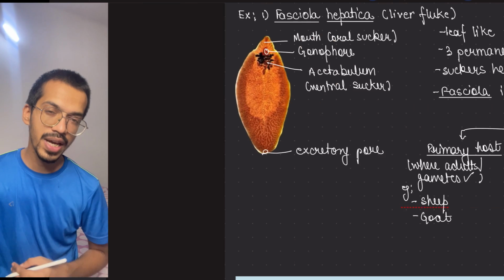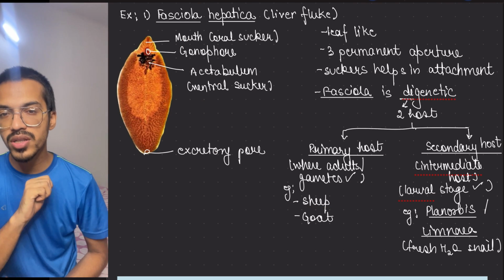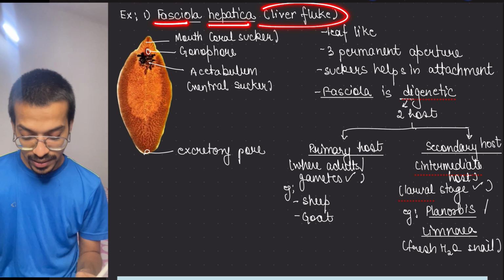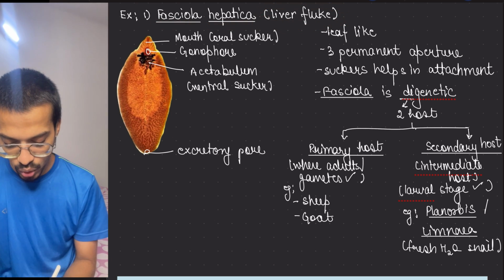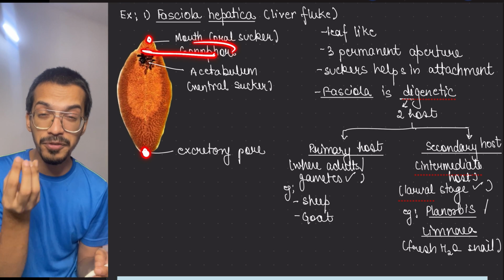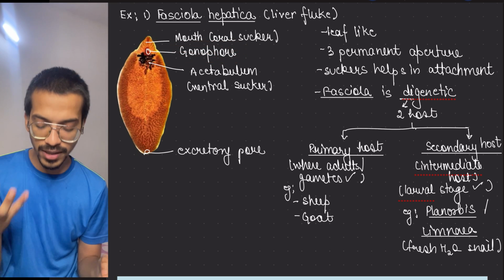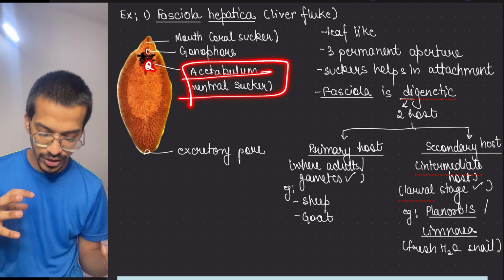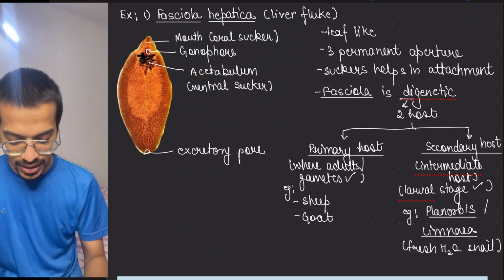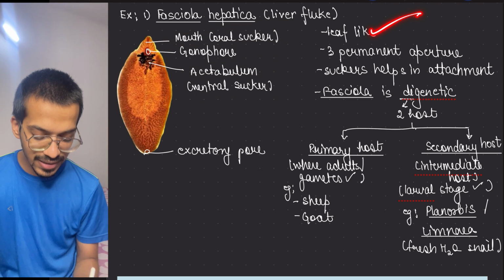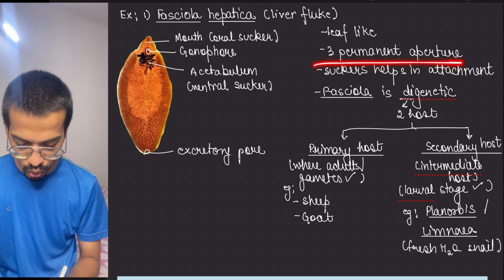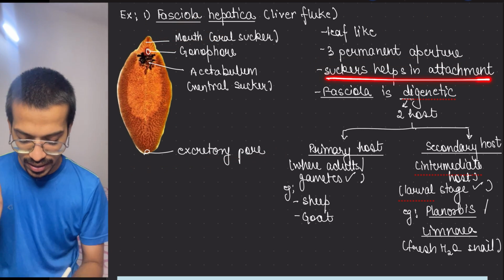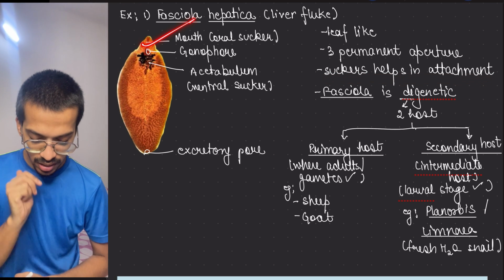Then examples. So we have 3 examples. The first one is what? Fasciola hepatica, the liver fluke. It lives inside the liver. It has a mouth, it has an anus, it has a gonopore where the male and female sex organs open, and it has an acetabulum, which is a sucker. The mouth also has an oral sucker which attaches to the substratum. So it is leaf-like, of course, we can see it. It has 3 permanent apertures: mouth, gonopore, excretory pore. Then suckers help in attachment. 2 suckers are there, the oral sucker and the acetabulum, which means a ventral sucker.